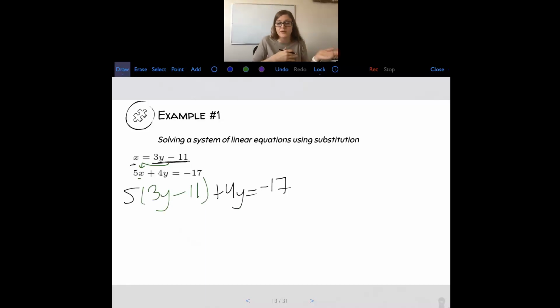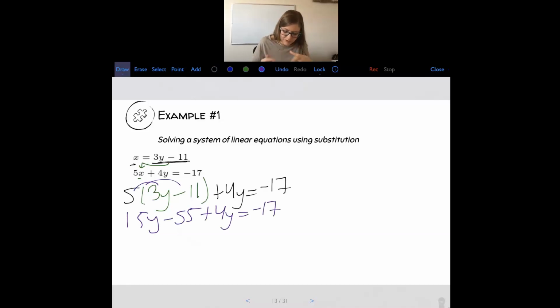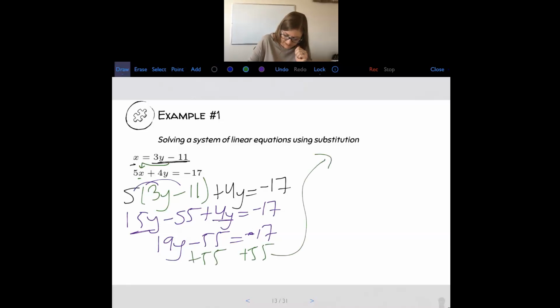Okay, and so now we solve this just like we would any other linear equation. So we distribute the 5 to get 15y minus 55 plus 4y equals -17. Okay, I'm going to combine like terms. Remember, when you're combining like terms on the same side, we are adding them up. Okay, and then I'm going to add 55 to both sides. And this gives us 19y is equal to 39.